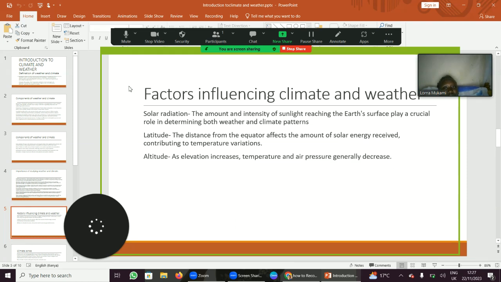Factors influencing weather and climate: there is solar radiation, which is the amount of sunlight reaching the Earth's surface, which is crucial in determining weather and climate patterns. There is latitude, where the distance from the equator affects the amount of solar energy received, and altitude, where as it increases, temperature and air pressure generally decrease.